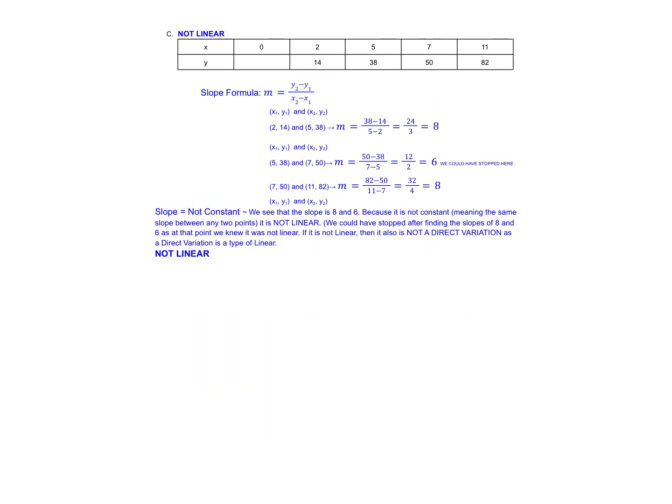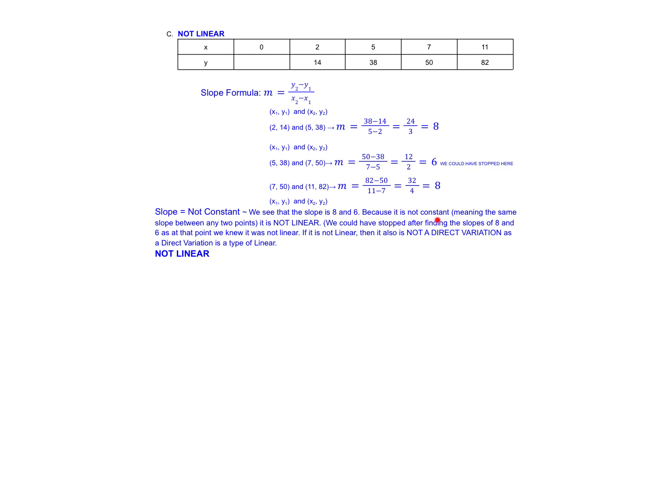On this problem, we have 214, 538, 750, 1182. Doing the slope formula just like before, 38 minus 14 over 5 minus 2, 24 over 3 is 8. Between 538 and 750, we have 50 minus 38 is 12. 7 minus 5 is 2. This is 6. I see 8 and 6. At this point, I could have stopped right here. I already know that this is not linear. These two numbers are not the same because the slope's not constant.